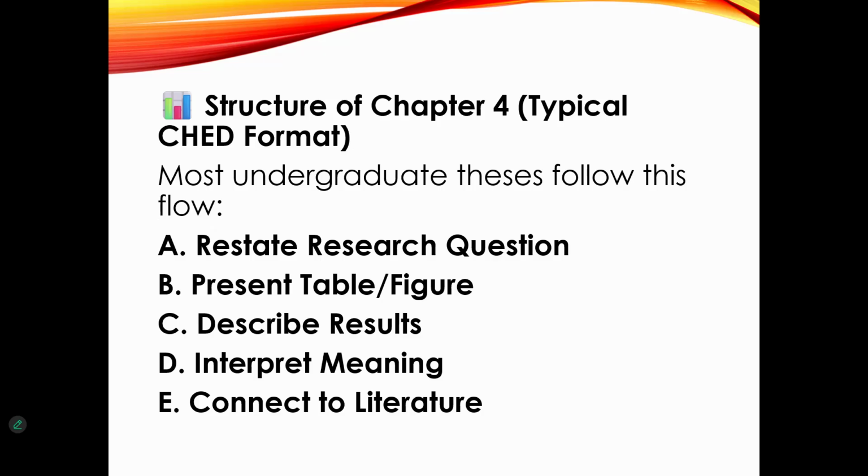Okay, so let's discuss now the structure of Chapter 4, which is typical from CHED. Most undergraduate theses follow this flow. First, you will restate the research question. So you will go back to your introduction and get your research question. Then you will present the table or the figure from your gathered data, and describe the results. Then you will interpret the meaning. And then you will connect to the existing related literature and other studies. So that's the typical format of a Chapter 4 following the CHED-recommended format.